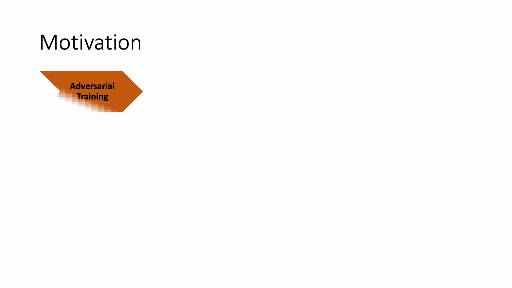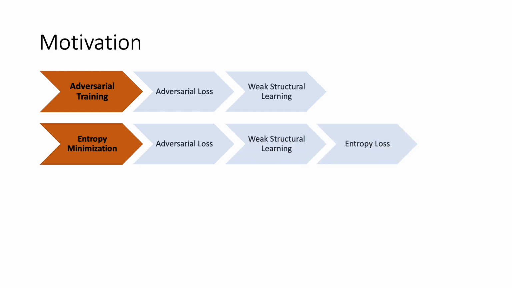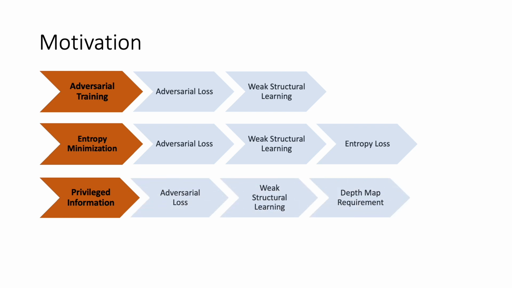The common approach for unsupervised domain adaptation is adversarial training, which utilizes the adversarial loss with weak structural learning. Another approach for this problem is self-supervised training via entropy minimization. In such an approach, the adversarial loss and entropy loss with the assumption of pixel independence are formed to learn the model with weak structural learning. Several other methods take advantage of privileged information to learn the model. However, this approach requires additional label information such as depth maps.